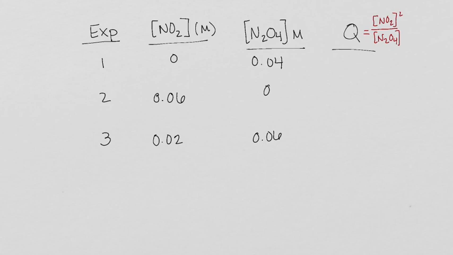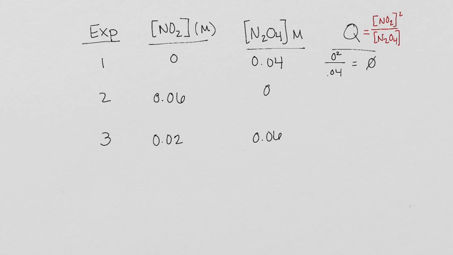So here we have our example, and in this scenario we have run 3 different experiments. So these are 3 separate experiments, okay? And each time we have started off with a different concentration of product and a different concentration of reactant. So let's look at experiment 1. In experiment 1, we have no product. So our Q is 0 squared over 0.04. That means our Q value is 0.